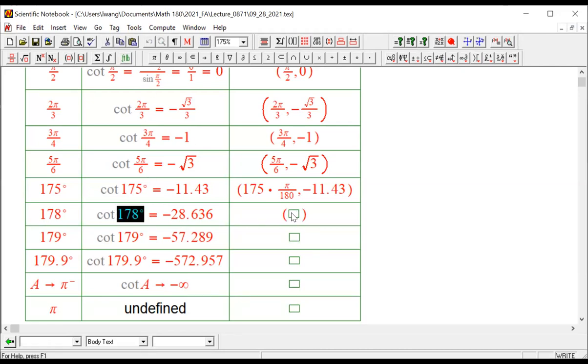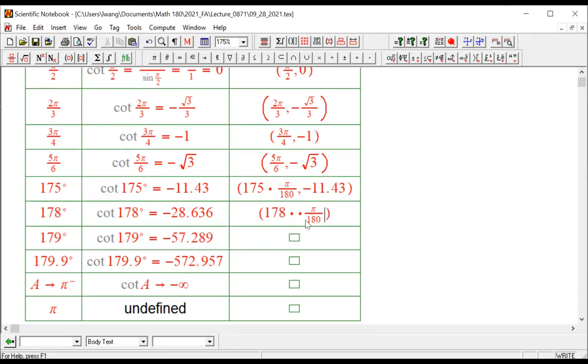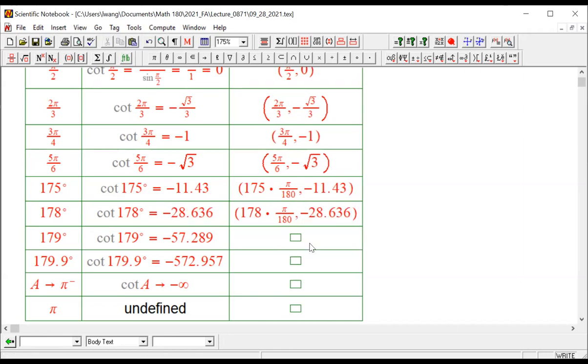178. Okay, 178. How to convert that to radian? You multiply pi over 180. And the output is a negative 28,636. You can understand why your professors in 4-year school don't want to deal with this, right? It's much easier to deal with the special angles, right? But it's necessary to do this for you to understand the graph.